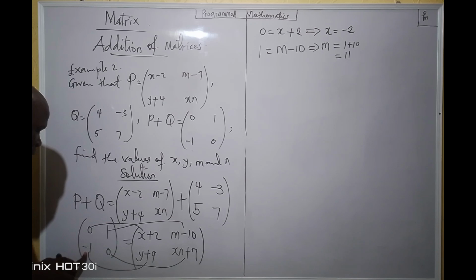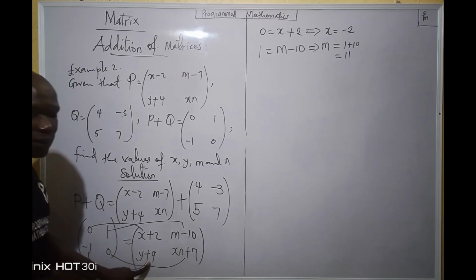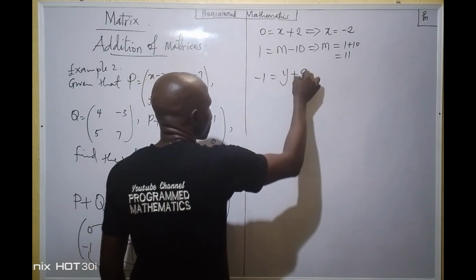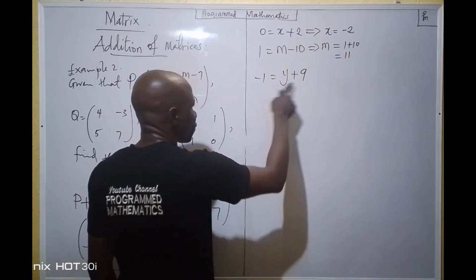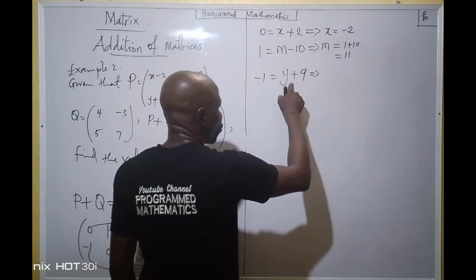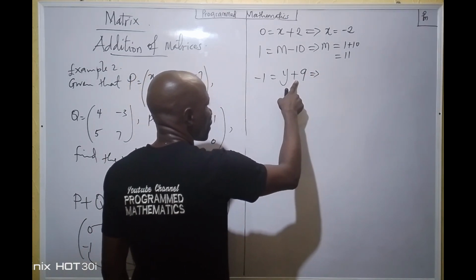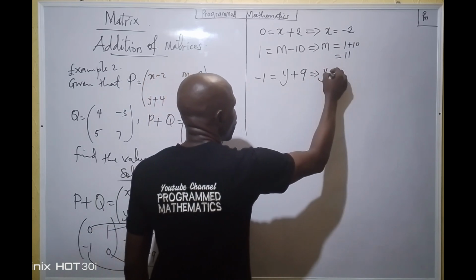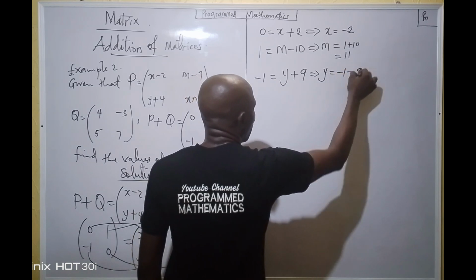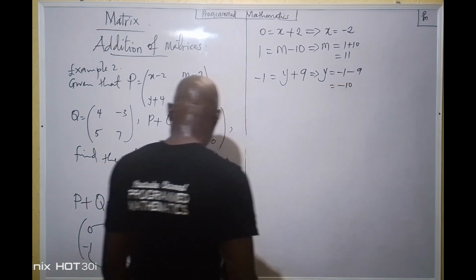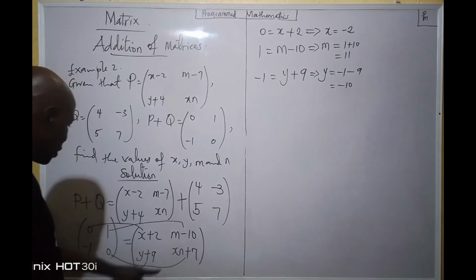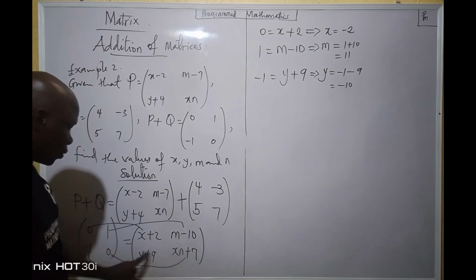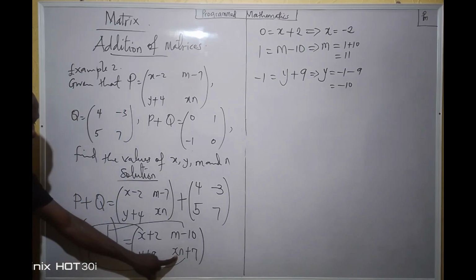Also, minus 1 is the same as y plus 9. So minus 1 equals y plus 9. If we solve this equation for y, bring the plus 9 back to this place, or you subtract 9 from both sides. So y will be equal to minus 1 minus 9 giving minus 10. And then the last one here says 0 is equal to xn plus 7. 0 equals xn plus 7.